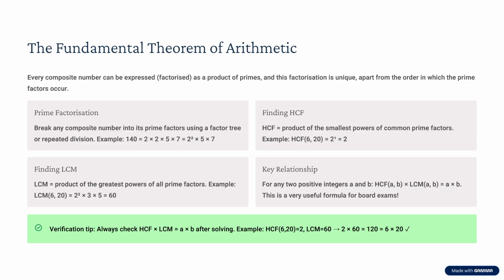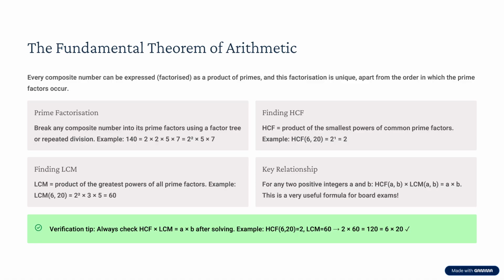So every composite number can be expressed as a product of primes, and this factorization is unique apart from the order in which prime factors occur. Okay, every number can be written as a multiplication of prime factors. So what is prime factorization? Break any composite number into its prime factors using the factor tree or the repeated division.